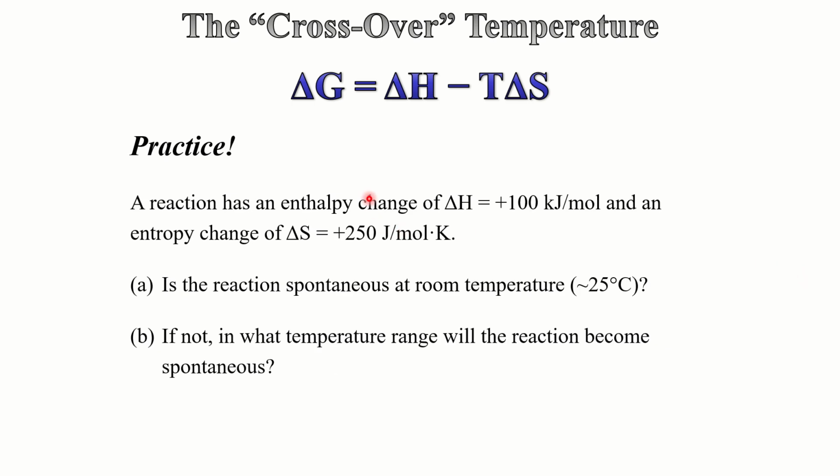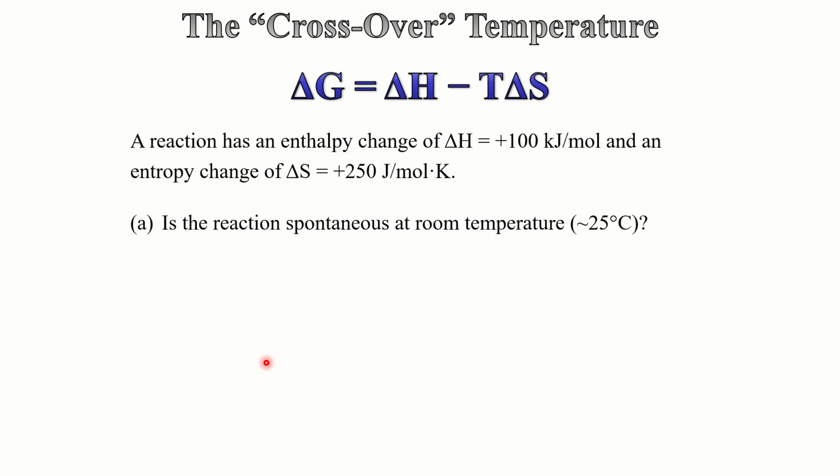So let's practice. A reaction has an enthalpy change of delta H equals plus 100 kilojoules per mole, and an entropy change of delta S equals plus 250 joules per mole Kelvin. First question, is this reaction spontaneous at room temperature? Second question, if not, in what temperature range will the reaction become spontaneous? Let's look at question A.